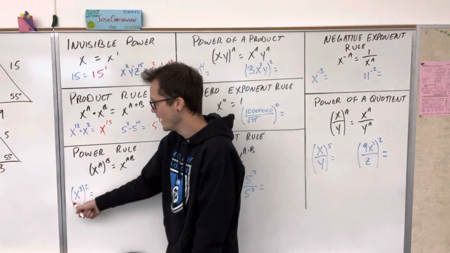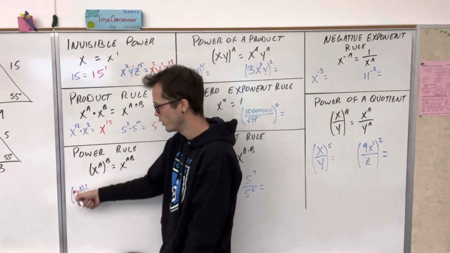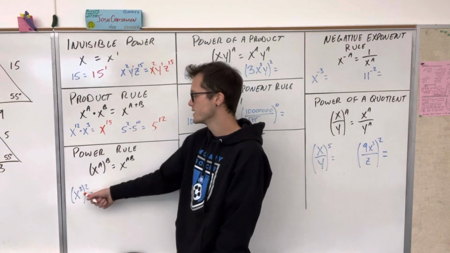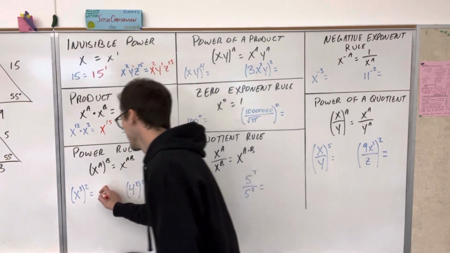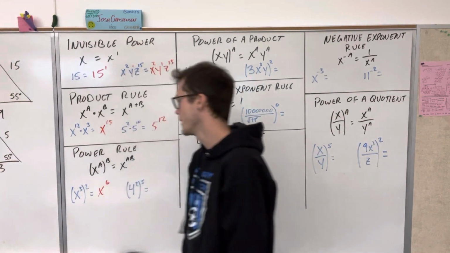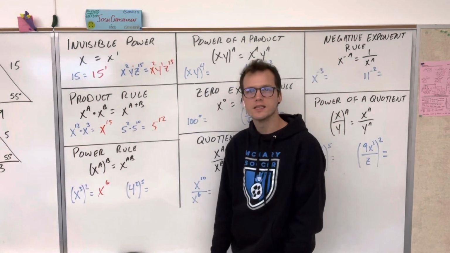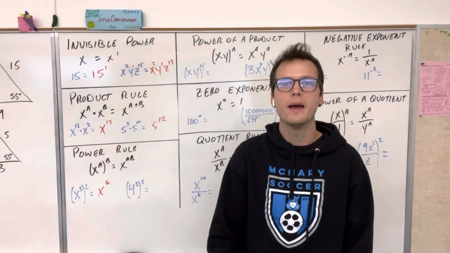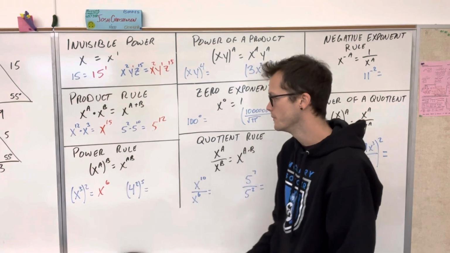So as an example here, x to the 3rd power is squared. Notice the whole thing is being squared. This says that we can just multiply 3 times 2. So this ends up being x to the 6th power. I've heard these called piggyback powers. Maybe you like that, maybe you don't.